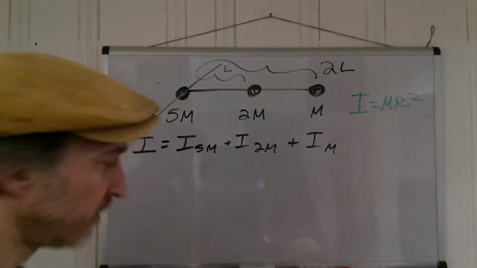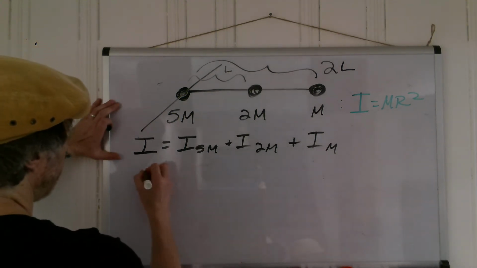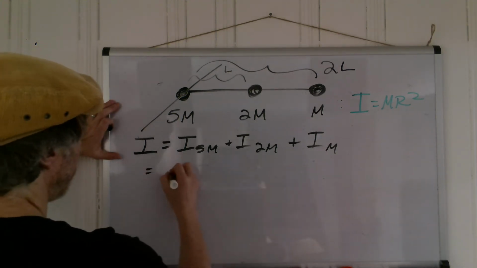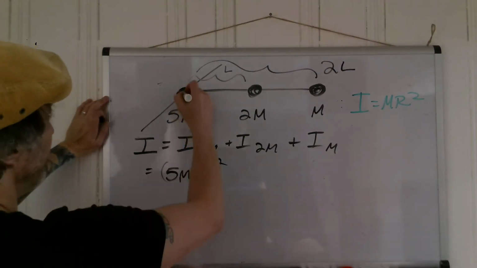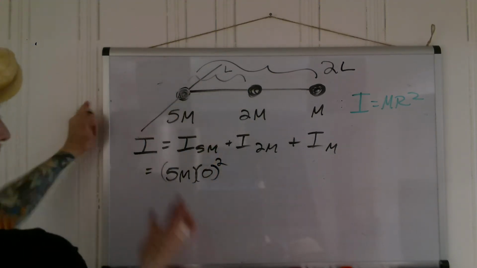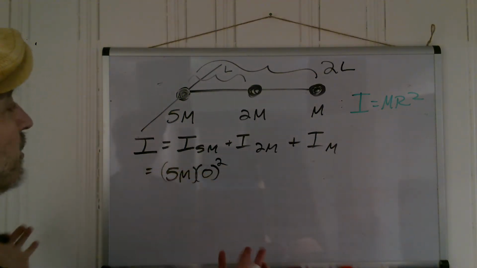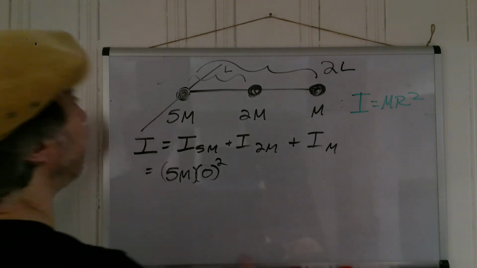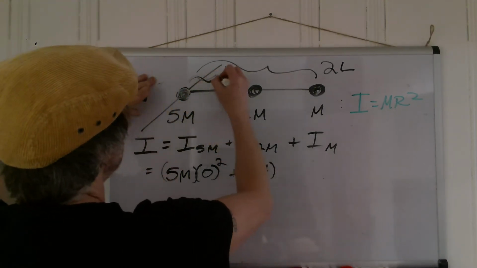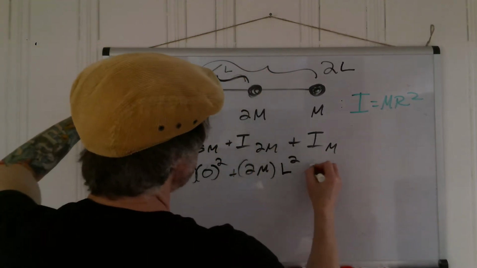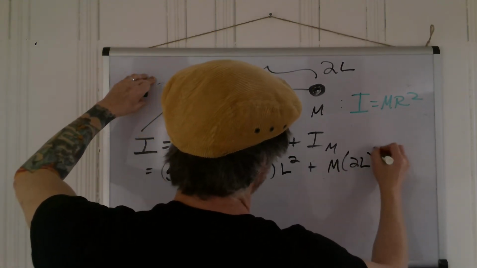Okay? Sorry, I was looking to see if the green showed up on the camera here. All right, so let's see. For the 5m one, it's mr squared. So the mass is 5m, the radius is 0. Don't forget to square it. This one here doesn't have any inertia because it's a point particle, and a point doesn't have any radius on its own. You can't rotate something that doesn't have size, right? Okay, our second one has a mass of 2m, and the radius is L. Don't forget to square it. And then the last one has a mass of m, but a radius of 2L. Don't forget to square it.